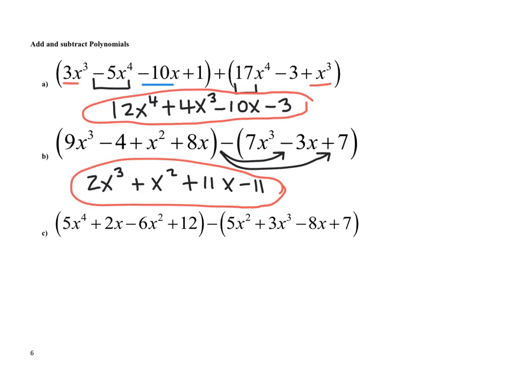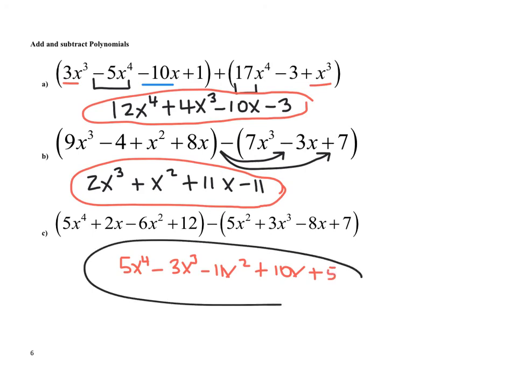And we can do the next one when we do this one. So try it out by yourself and see whether you're going to get 5x to the power 4, and the next one is 3x cubed minus 11x squared plus 10x plus 5. See whether you're going to get that answer when you complete it.